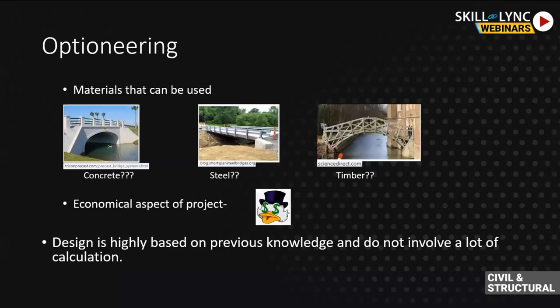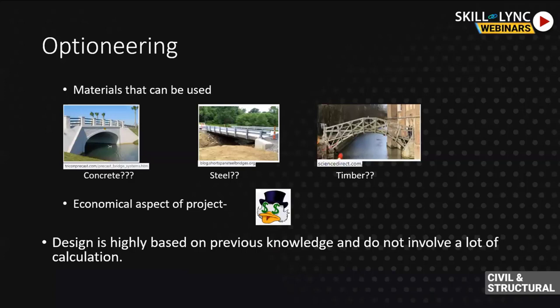Once the optioneering stage is frozen, you'll know what kind of structure you are looking at. Are you looking at a concrete structure or a steel structure? If steel, is it a truss structure or an integrated beam kind of bridge? Or do you want some kind of trusses, or a Vierendeel kind of truss? Or do you want a closed structure or open structure? All these things come in optioneering.